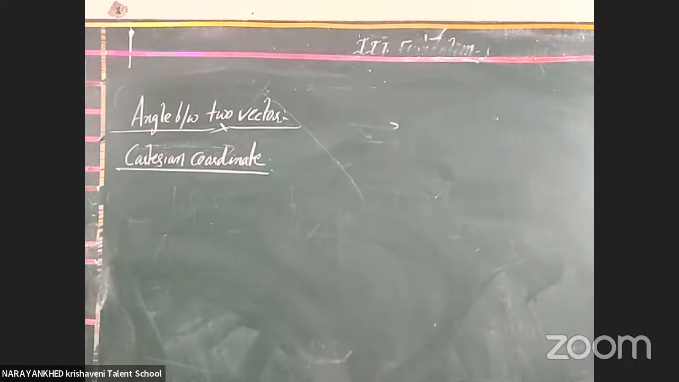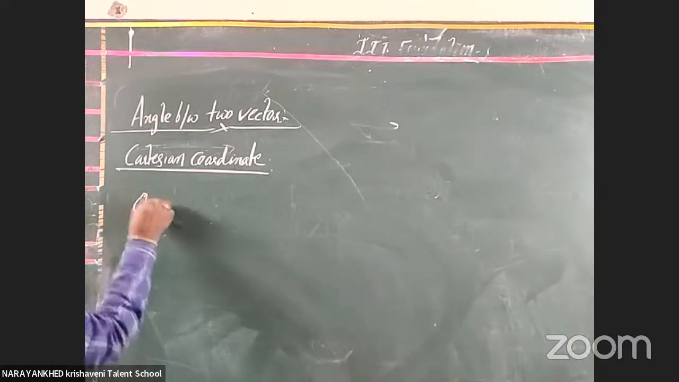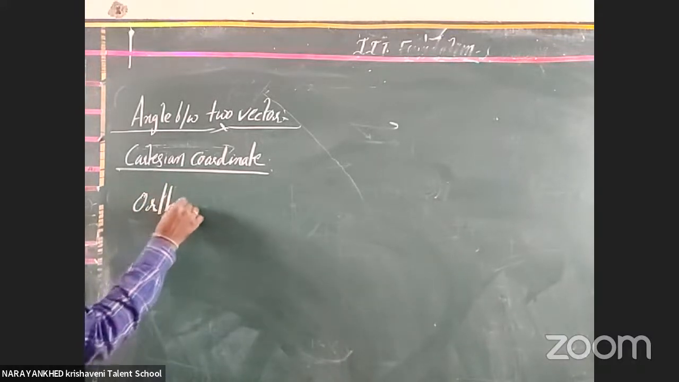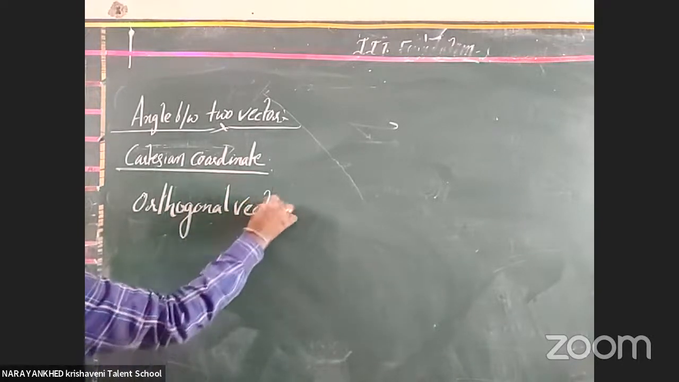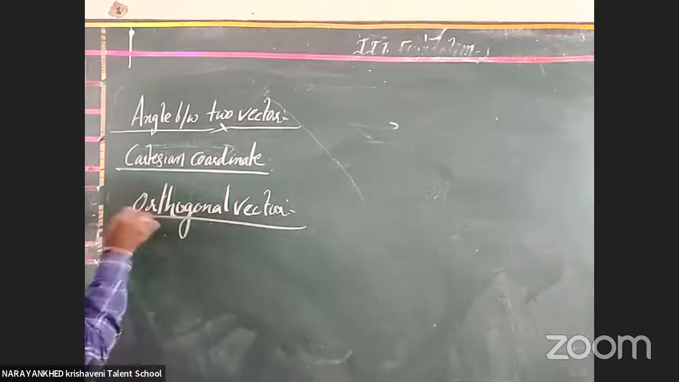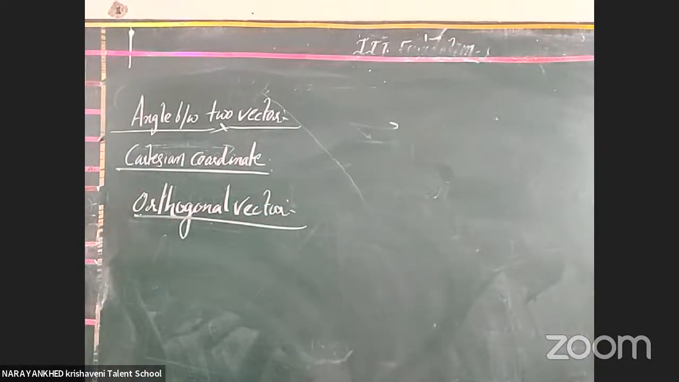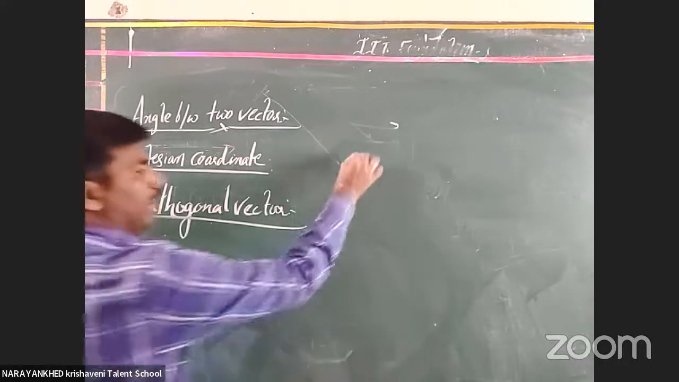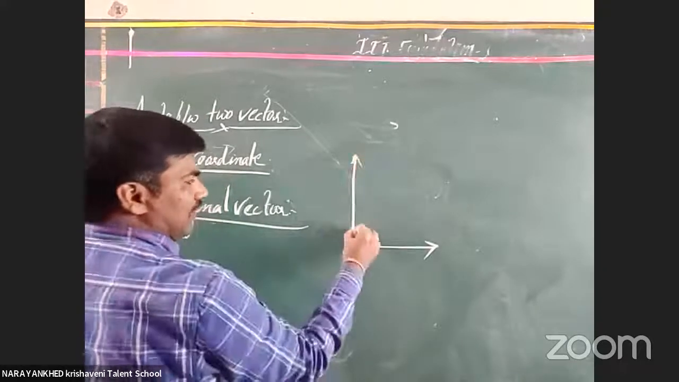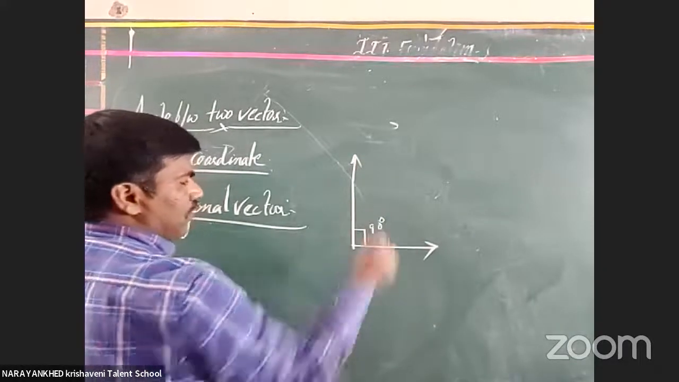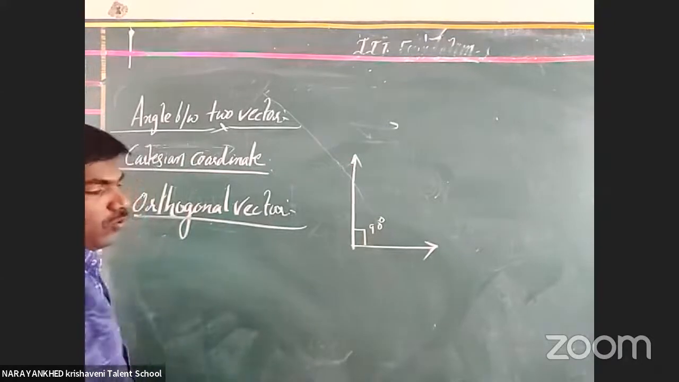Orthogonal vector. The next component is the orthogonal vector. Which one is called an orthogonal vector? If the angle between any two vectors is 90 degrees, those vectors are called orthogonal vectors. Simply, when we take any two vectors that contain a 90 degree angle between them, they are called orthogonal vectors.